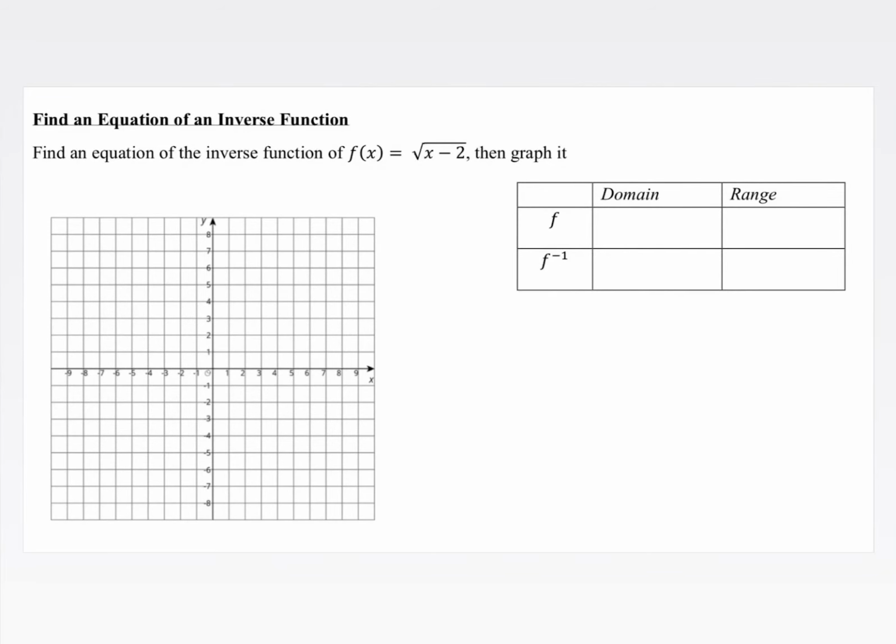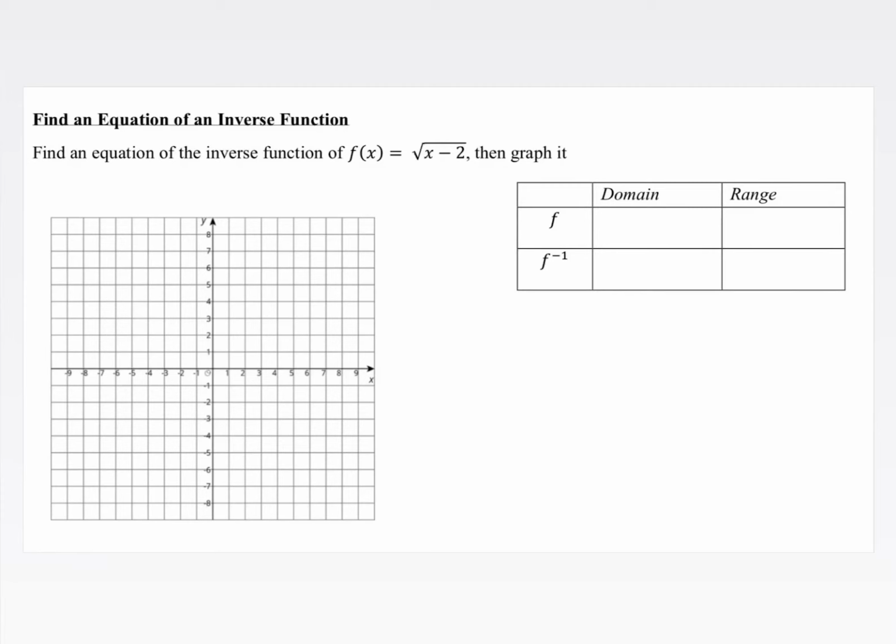Okay, so let's find an equation of an inverse function. Here we're asked to find an equation of the inverse function of f of x equals the square root of x minus 2, and then graph it. So here our parent function is a square root of x function, which we know is the same thing here.